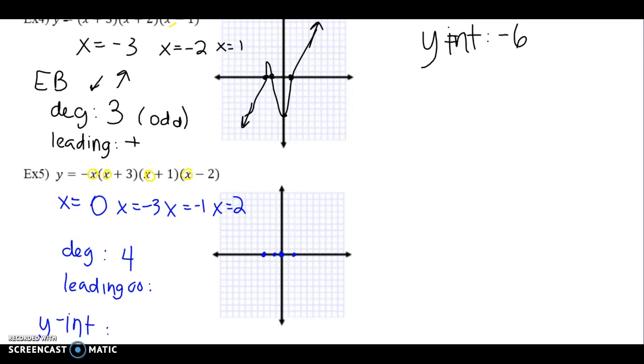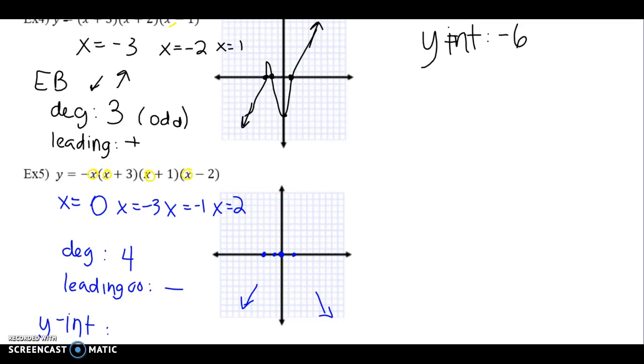And is our leading coefficient positive or negative? Negative. We have that negative sign out front. So everyone point with their hands. What's our end behavior? Down, down. What's our y-intercept? 0. We didn't even have to plug it in because we already saw it crossed right there at x equals 0.